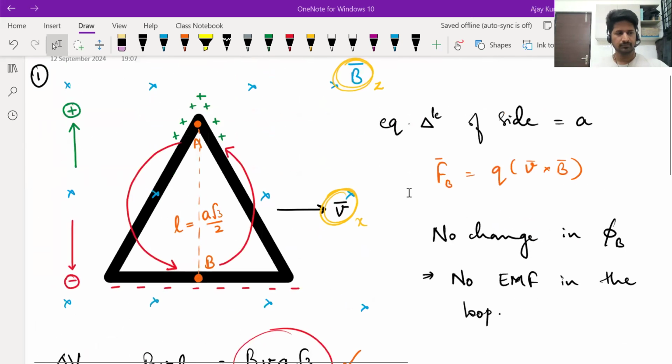So if any one of them is there, we have to calculate it, right? What do you mean any one of them is there? Like if there's either a potential difference or if there's flux.